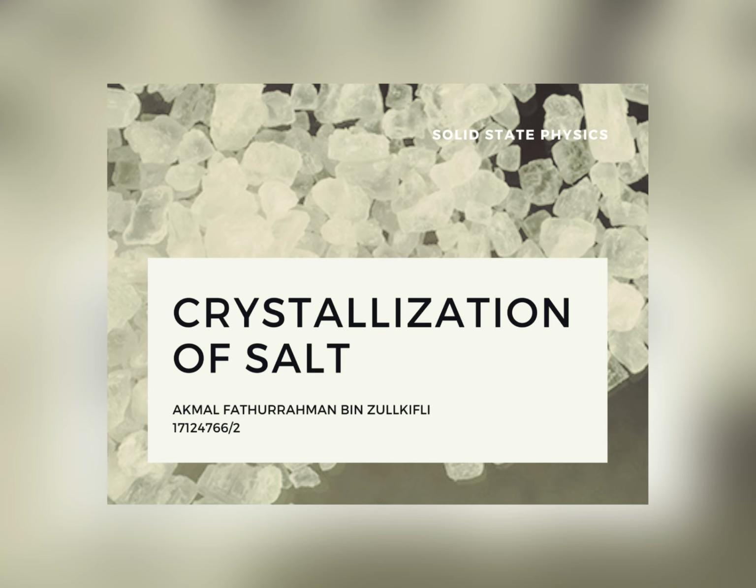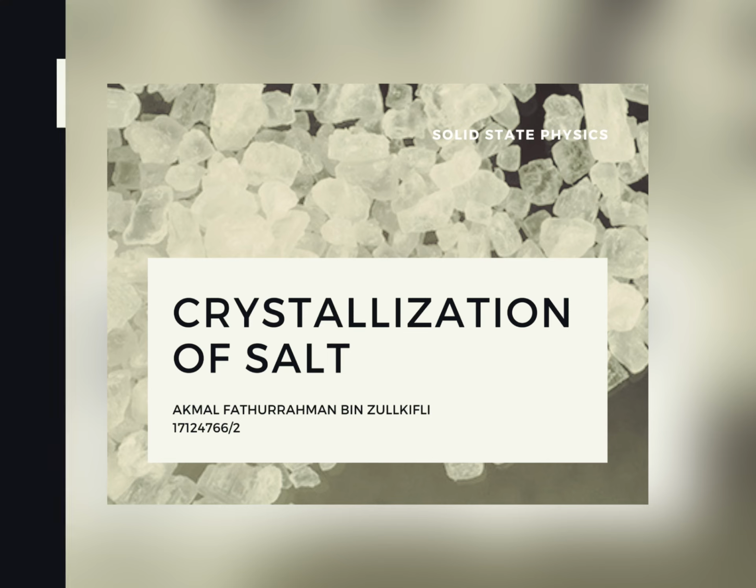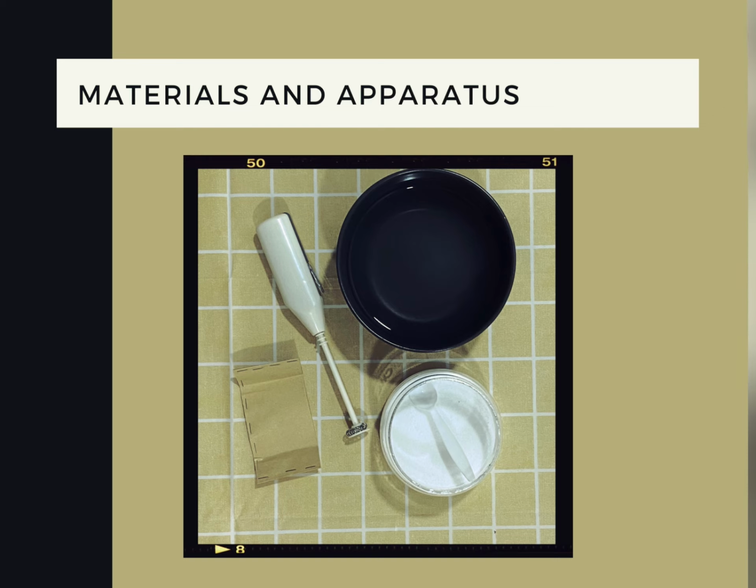Firstly, we will look at the material and apparatus. Obviously we will need table salt, hot water, a mixer, or if you don't have one you can use a spoon, and a cupboard, which will be the place for the salt crystal to grow.